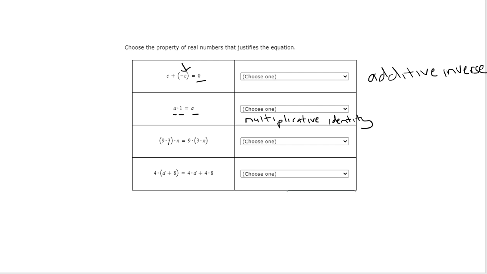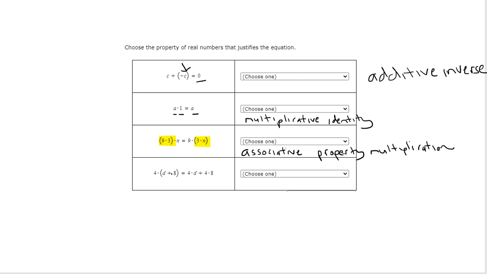Okay, the next one, I want you to notice that we have a set of parentheses here, and on the left side, the 9 times 3 is what we're doing first, and then times n, and on the right side, we're doing the 3 times n first, and then multiplying by 9. So we're changing who we associate with first, and in math, you can do that. You can use parentheses to help you change who you associate with first. That's called the associative property. And this is of multiplication, okay, because the 9, the 3, and the n are all being multiplied together.